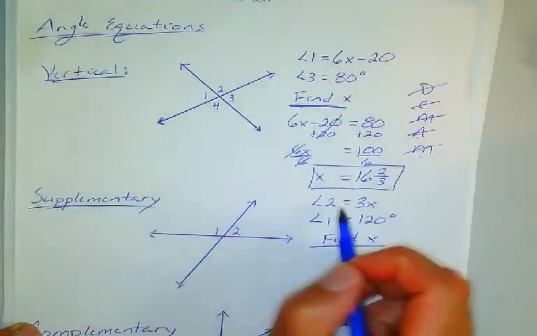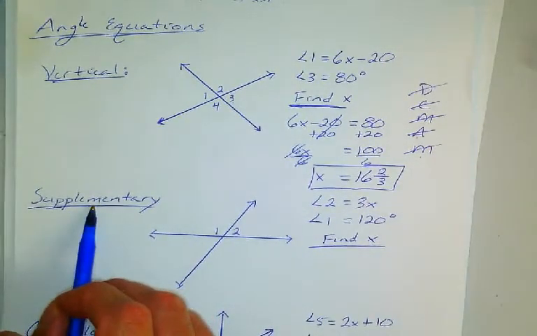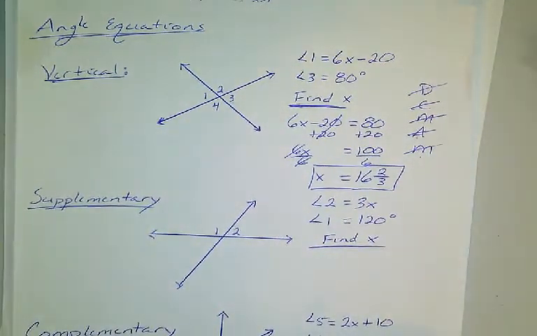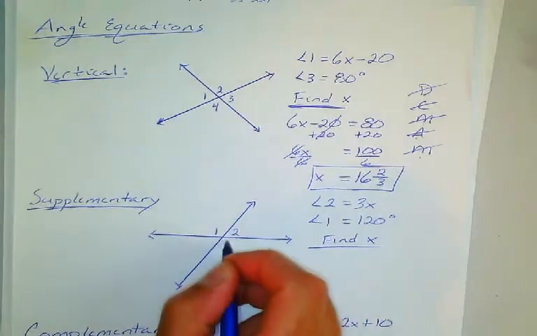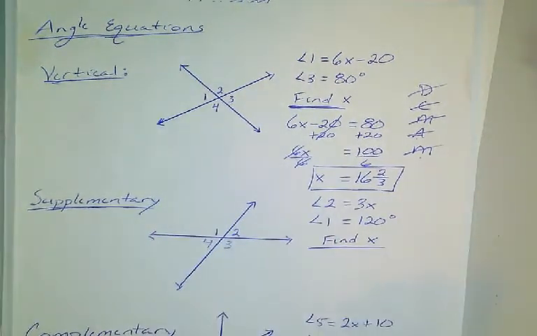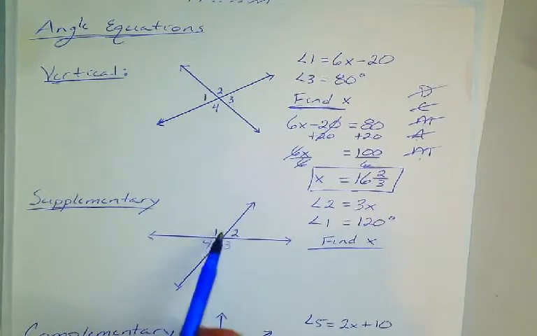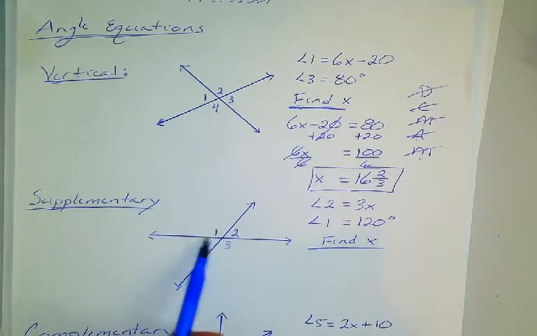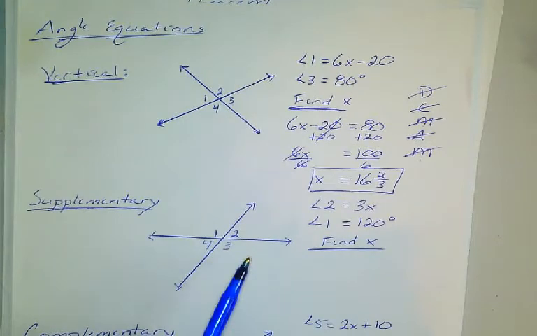Example number 2 has to do with supplementary angles. Say we have two intersecting lines again. You will get four different angles. 1, 2, I'll call this 3, and this one 4. Now angle 1 and angle 2 form a straight line. That means they are supplements, or they add up to 180 degrees.